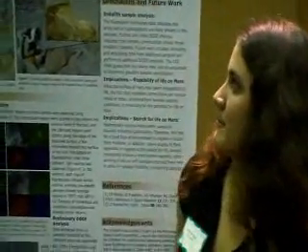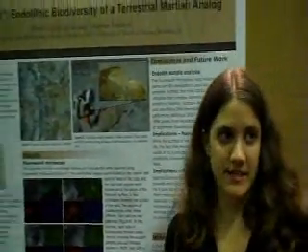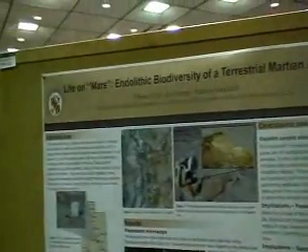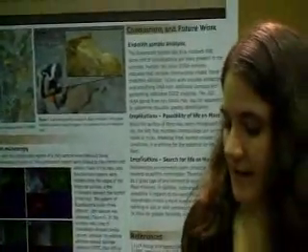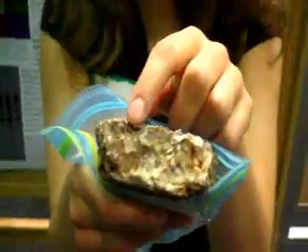So what I was doing was looking at endolithic biodiversity of Earth and a terrestrial Mars analog. Endoliths are basically organisms that live inside of rocks. I don't know if you can see that in there, but let me zoom in. There's a green layer right along the bottom of that rock, or right on the inside surface. That's actually cyanobacteria that have colonized inside of this rock, and they're photosynthetic.